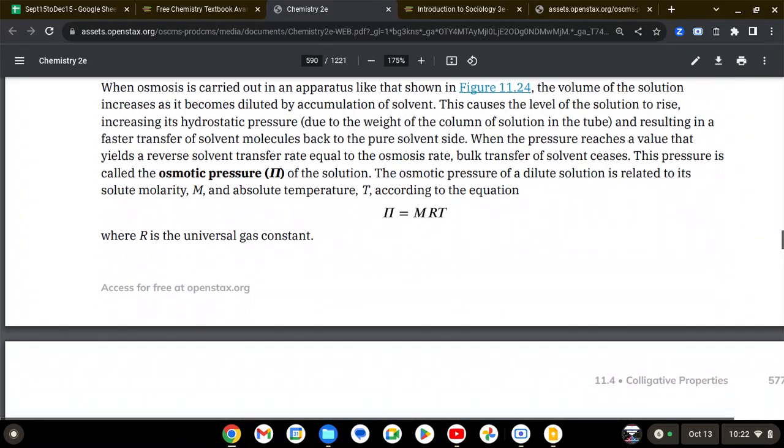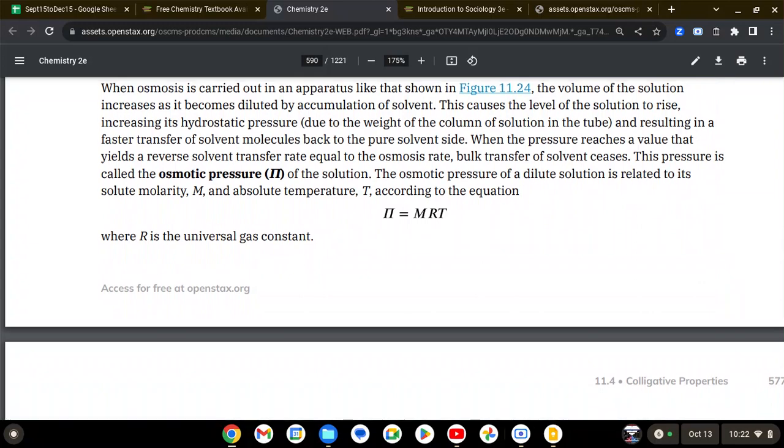When osmosis is carried out in an apparatus like that shown in Figure 11.24, the volume of the solution increases as it becomes diluted by accumulation of solvent. This causes the level of solution to rise, increasing its hydrostatic pressure and resulting in a faster transfer of solvent molecules back to the pure solvent side. When the pressure reaches a value that yields a reverse solvent transfer rate equal to the osmosis rate, bulk transfer of solvent ceases. This pressure is called the osmotic pressure of the solution.